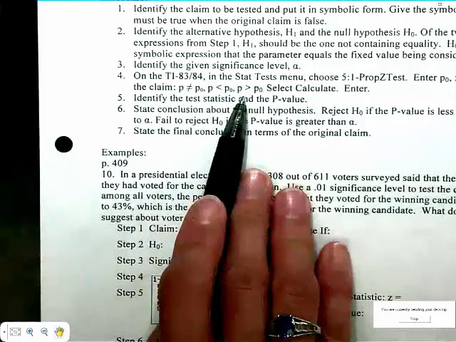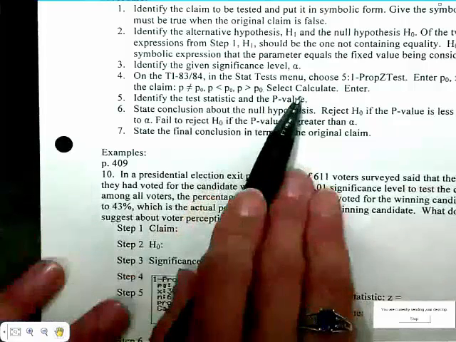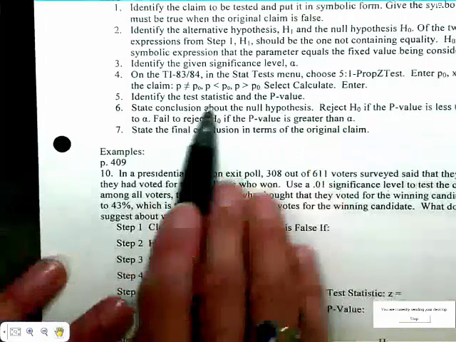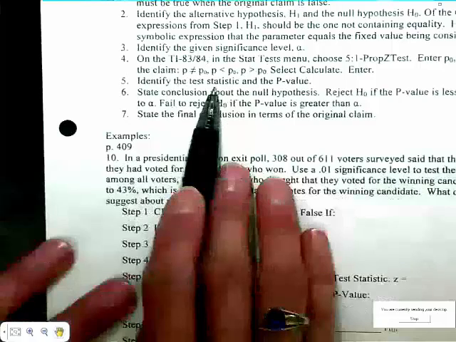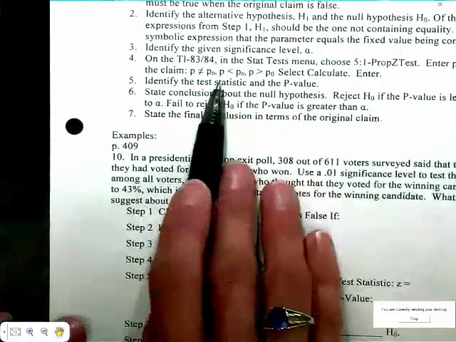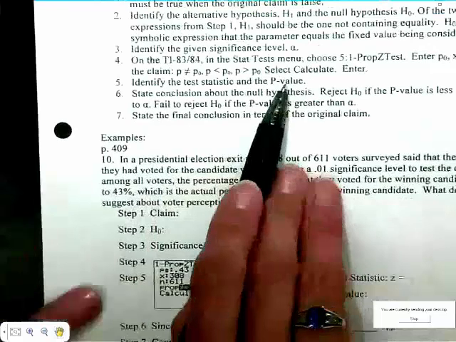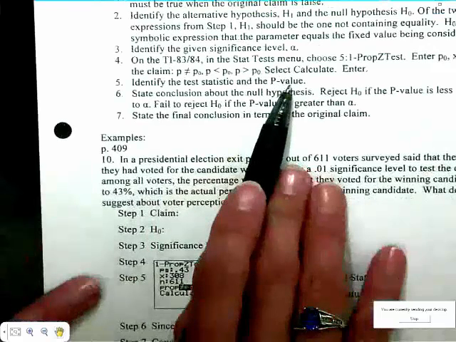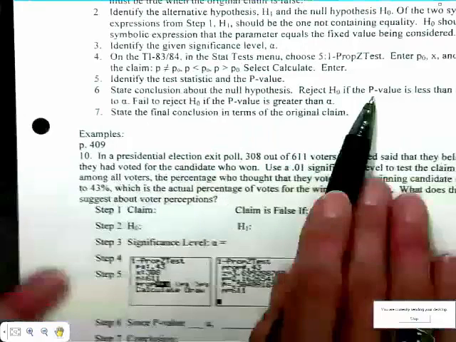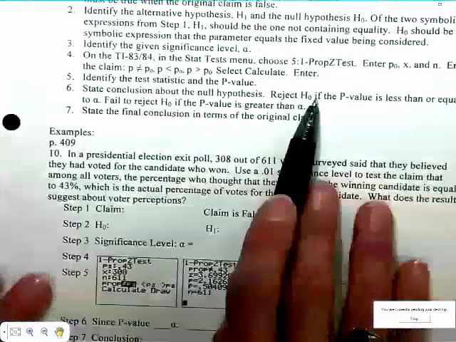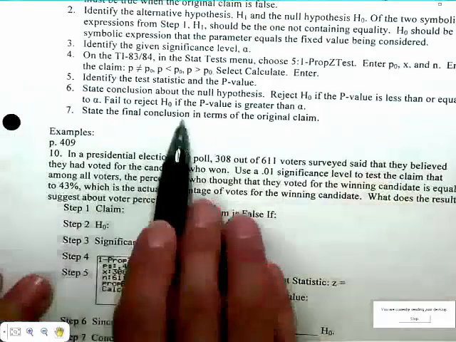And then you hit enter, and the calculator gives you some stuff we're not going to use, but the important things that we need are the test statistic and the p-value. You compare that p-value to alpha, and if p-value is less than alpha, you reject the null hypothesis. If p-value is greater than alpha, you fail to reject the null hypothesis, and then you state what that tells you about the claim.